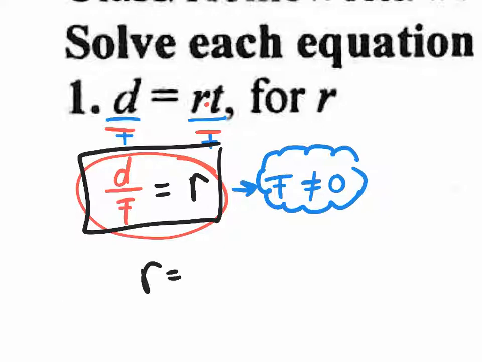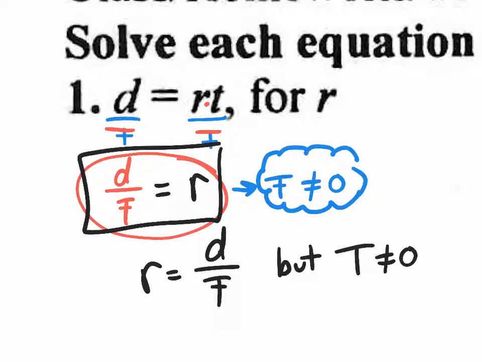R equals d over t, but t cannot be 0. Okay, and this is an important part of your solution. Why can t not be 0? Because if t were 0, you would have a divided by 0, which would make it undefined. Okay? So you just have to give that statement that t cannot be 0.